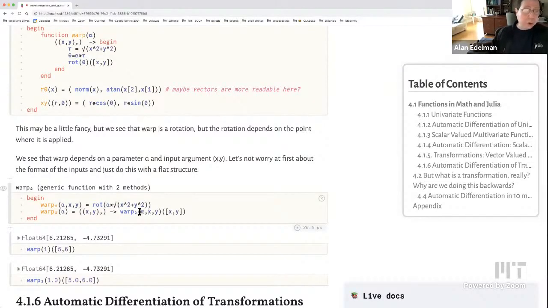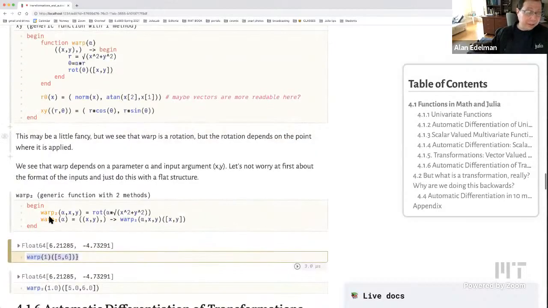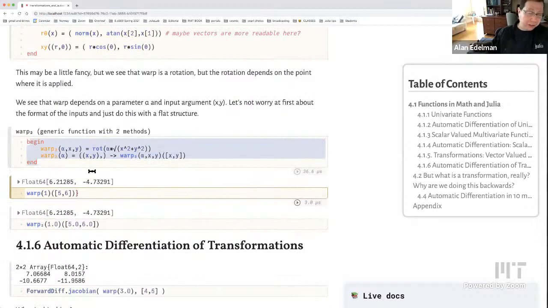If not, just walk away with the notion that there's some fun things you can do. I just want to check that it works, that the warp function that I wrote the long complicated way and the warp 2 function that I wrote like this give the same answer. So just to show you that it's correct.